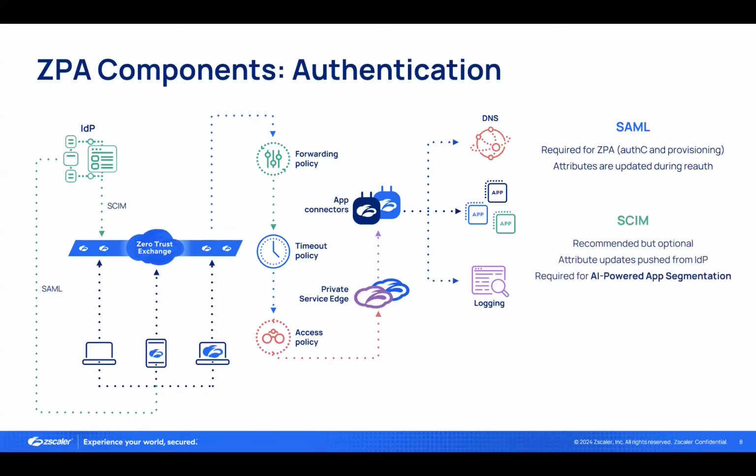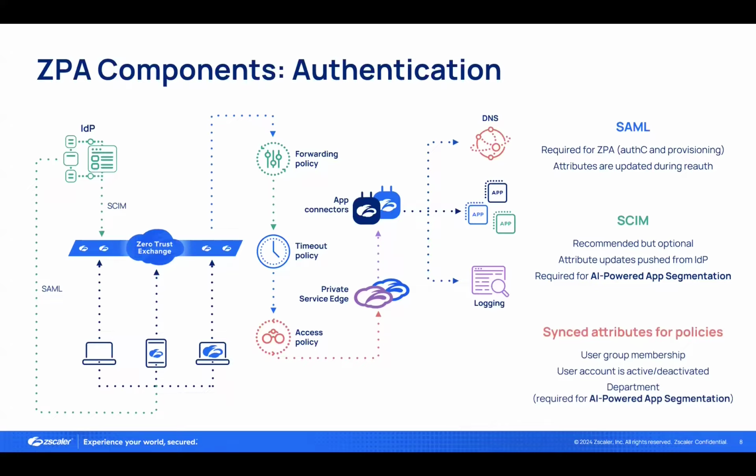ZPA also supports the use of SCIM. SCIM can push user and group attributes to the cloud. This enables Zscaler Private Access to consume that data directly from the IDP. For example, who is the user and what groups are they in? This is optional, but it is recommended as it allows the use of advanced features such as AI-powered application segmentation, which we'll talk about a little bit later.